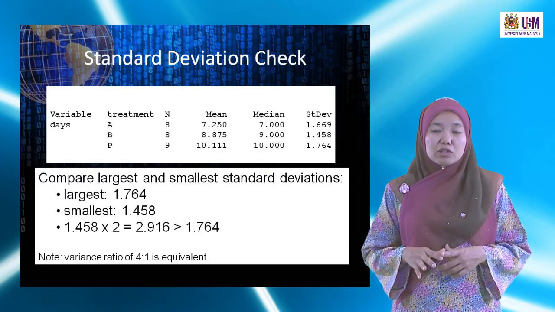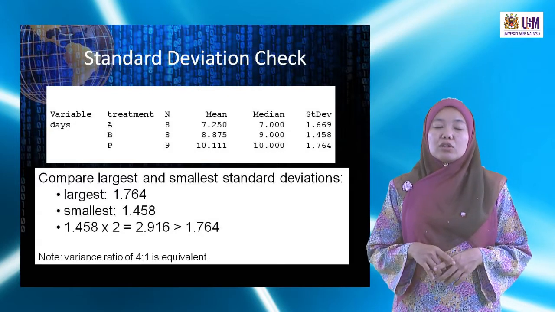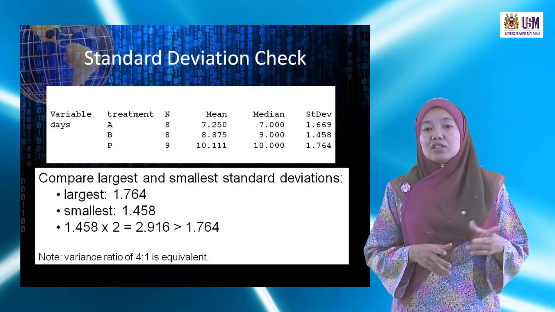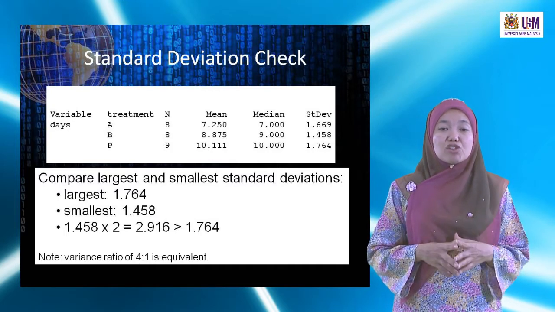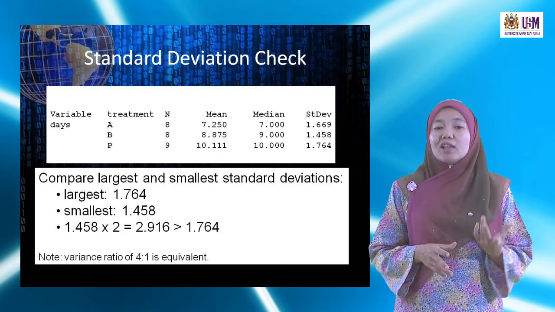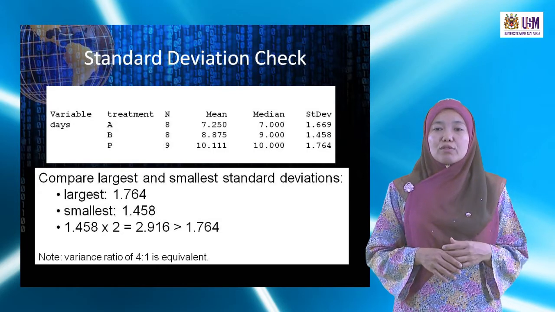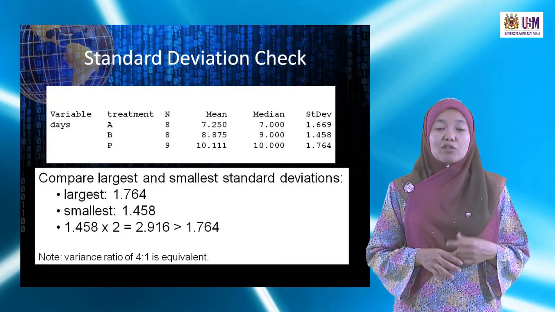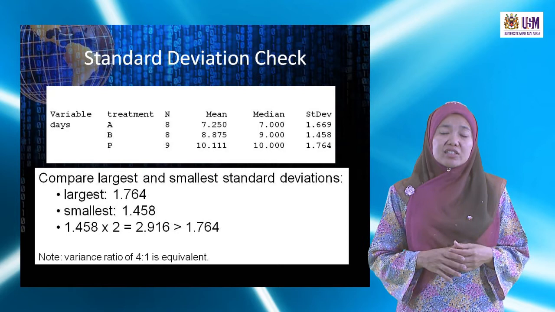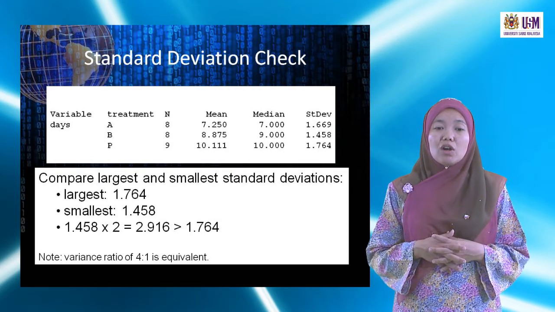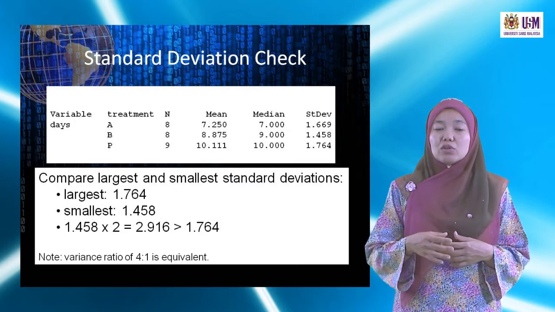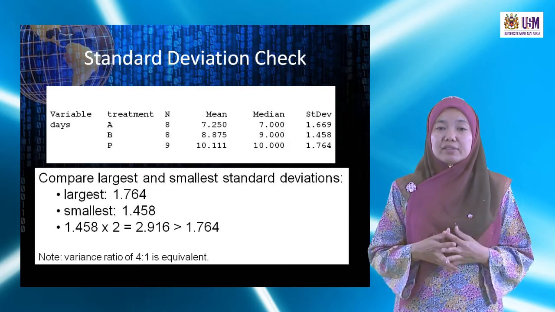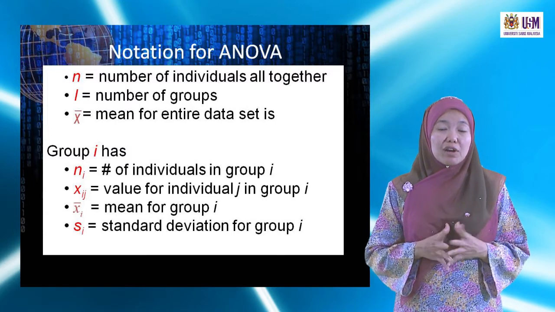When you square the standard deviation, remember this gives you the variance. By the rule of thumb, you need to compare the largest and the smallest standard deviation between the subpopulations. In this case, the largest standard deviation among the 3 treatments is 1.764, and the smallest is 1.458. You take the smallest value and multiply it by 2, and what you see is that 2.916 is greater than 1.764. So the variance ratio of 4 to 1 is equivalent to 2 to 1 just now, because variance is simply the square of standard deviation. So this is acceptable.